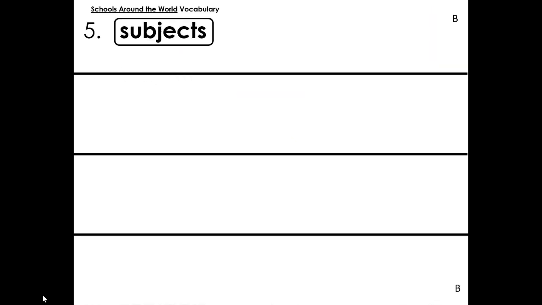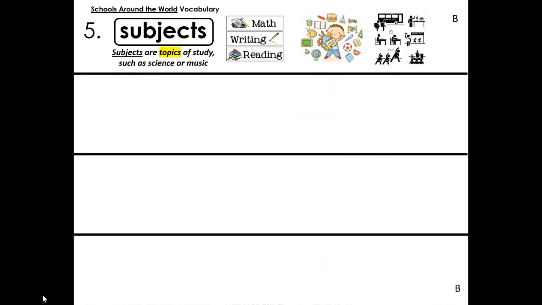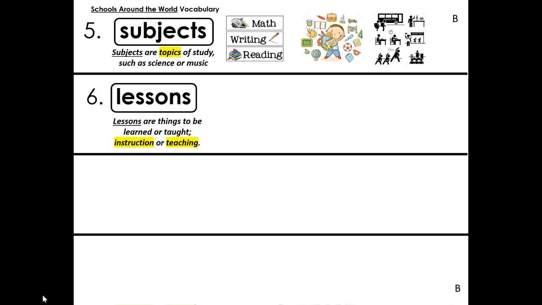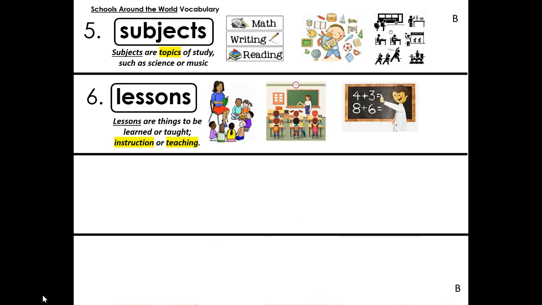Number 5, subjects. Subjects are topics of study, such as science or music, and I highlighted the synonym topics. Number 6, lessons. Lessons are things to be learned or taught. Instruction or teaching. I highlighted instruction or teaching because that's a synonym for lessons.